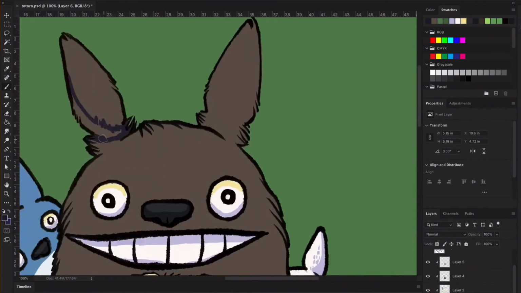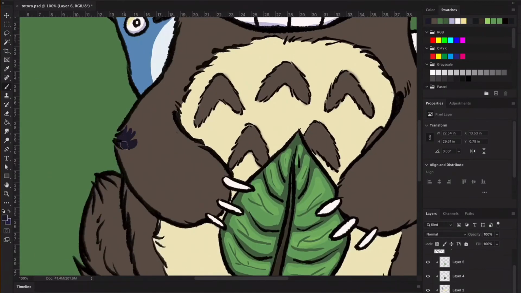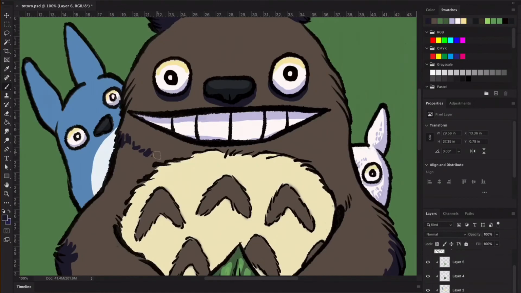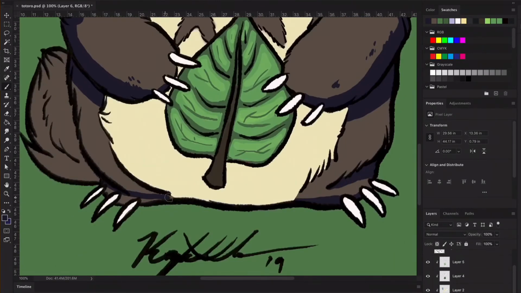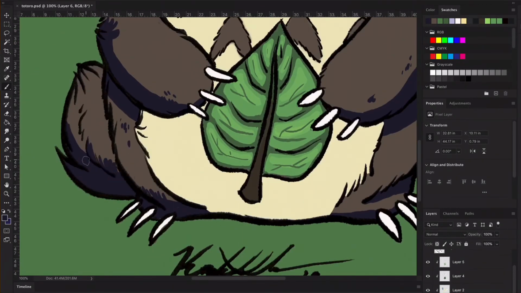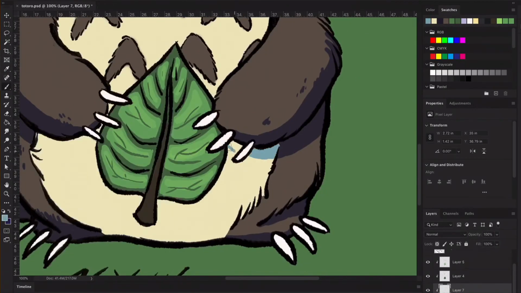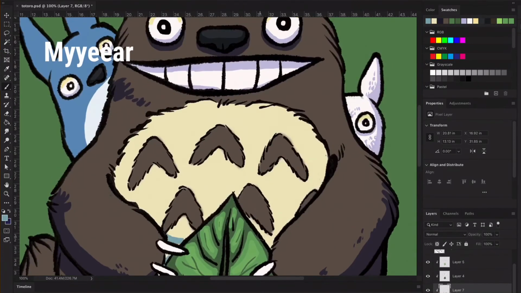I recently showed some stuff at an art show, and I met a guy who kept saying, "You really need to draw a Totoro, because it would fit in well at your table. You've got your anime stuff, you've got your cats and cute animals, you really need a Totoro and a Catbus." So I said, okay, you guys win, and it was a really good idea.